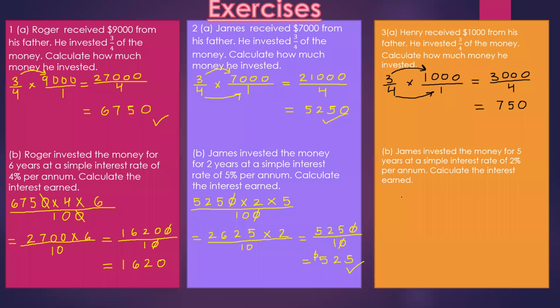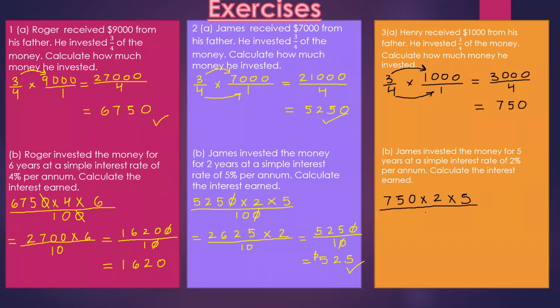So it's going to be our simple interest. James invested the money for 5 years at a simple interest rate of 2% per annum. Calculate the interest earned. So the principal is 750. The rate is 2 and the time is 5. So 750 times 2 times 5 over 100. Cancel out the zeros, which gives us 75 times 2 times 5 over 10. 75 times 2 is 150.